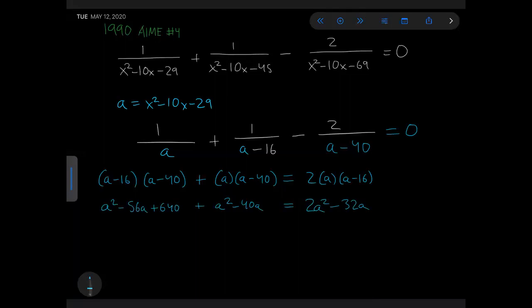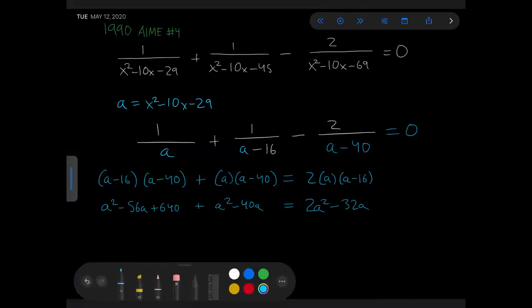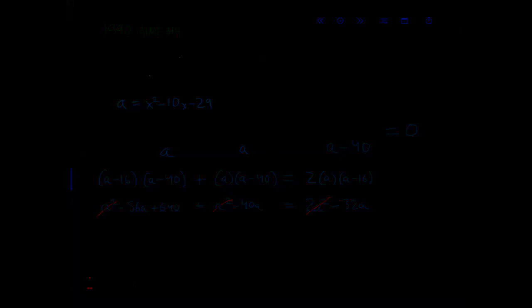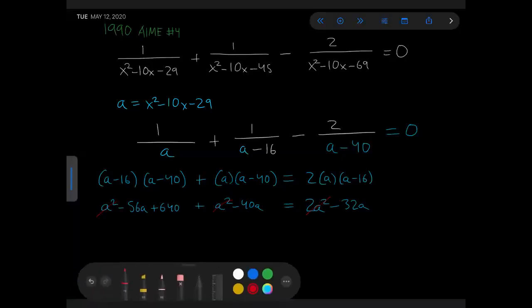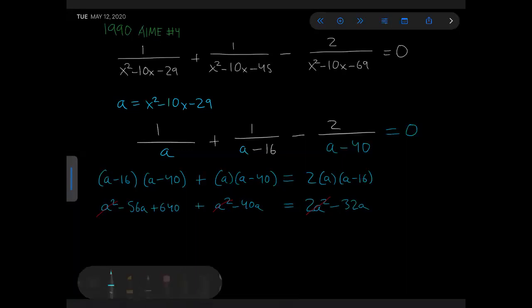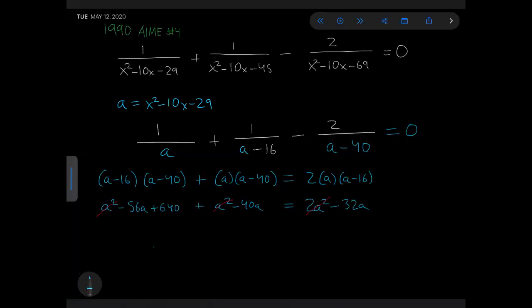Now, take a look at this: the a squared terms cancel out, right? So the 2a squared will drop out. And some of the a's will cancel, and you're going to be left with 64a equals 640. So a equals 10. Remember, we're not done yet. We found the value for a, but we want to find the value for x. So we're going to substitute back in to the original x.